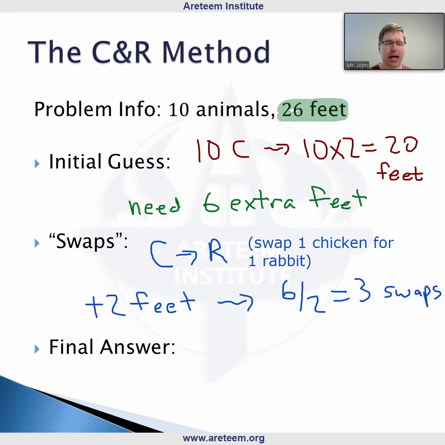And so this is how we start understanding our method. And hopefully you'll see that this can definitely be sped up as you get good at it. So we start with 10 chickens, so that's 20 feet. This is off by 6, so we make 3 of these swaps. So this ends up with 3 rabbits. We made 3 of these swaps, so we have 3 rabbits in this case, and we have 7 chickens. This is of course the same answer we got before, as expected, but it's good to see it here with this initial guess.